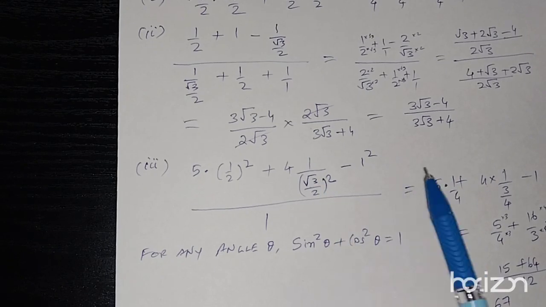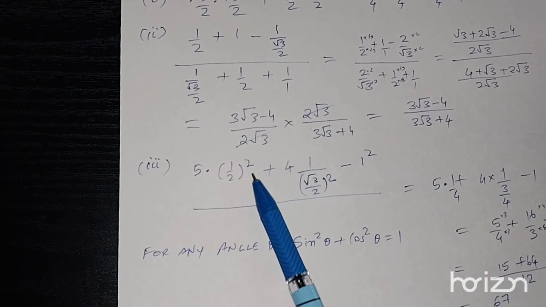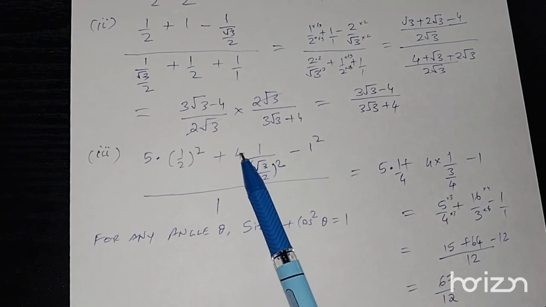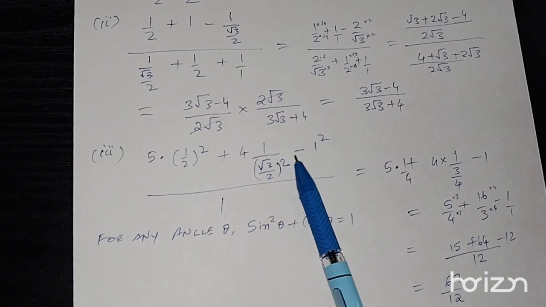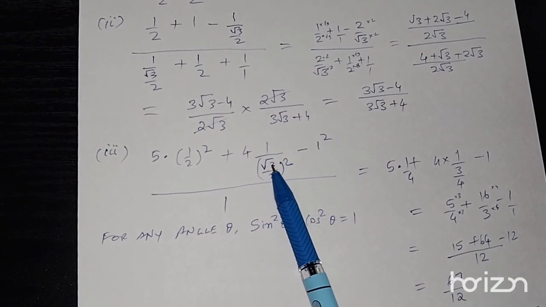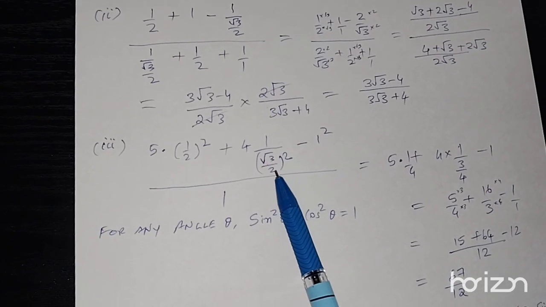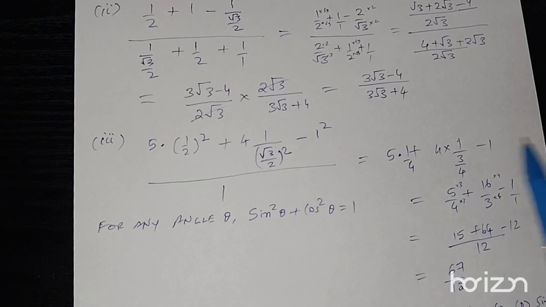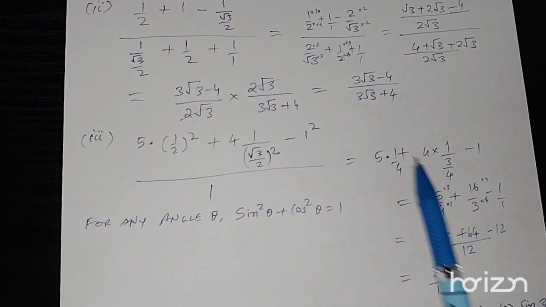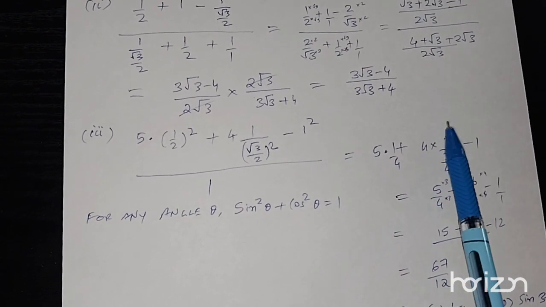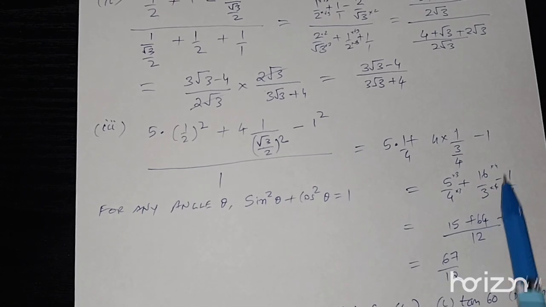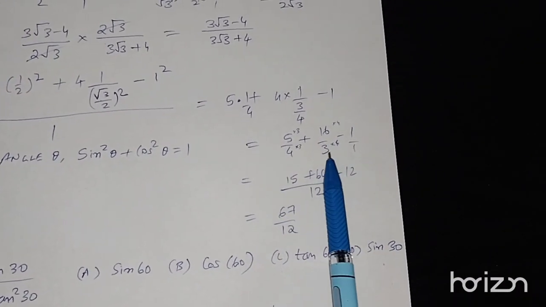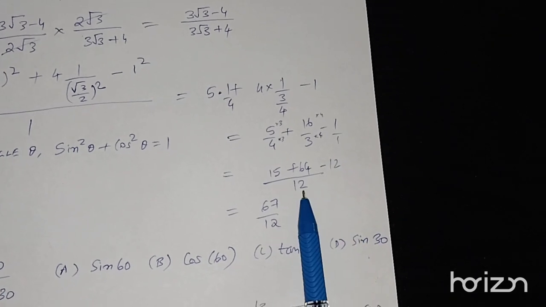Here when we simplify, 1 by 2 whole squared will give you 1 by 4, so 5 into 1 by 4. Here you'll get 4 into 1 divided by, what is the square of root 3? It is 3. What is the square of 2? It is 4. So you'll get 3 by 4 here, and minus 1, that is equal to 5 by 4. This 4 will go up, 3 will remain, 16 by 3 minus 1 by 1. So what is the LCM here? We have a 4 here, a 3 here, and a 1 here.